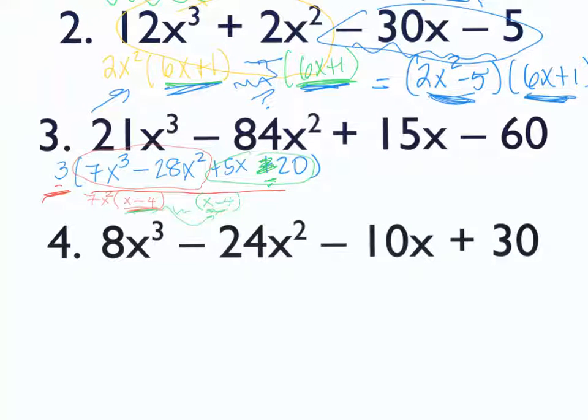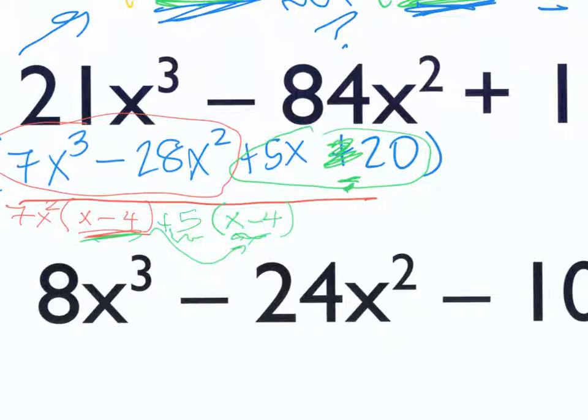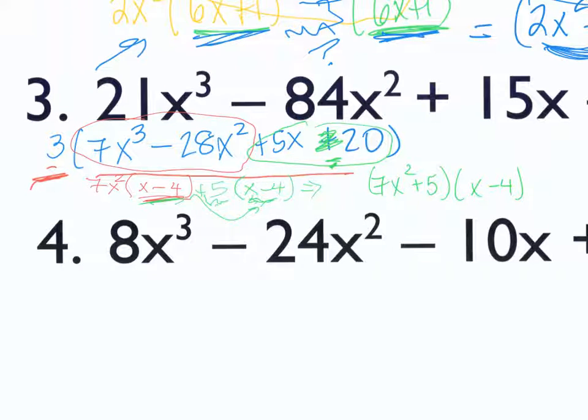Oops, that should be a minus 20. Okay, so then what has to go in front has to be a 5, because 5 times x is 5x, and 5 times negative 4 is negative 20. So then the value that's repeated, x minus 4, is written once. The terms in front, 7x squared and 5, are in another set of parentheses.